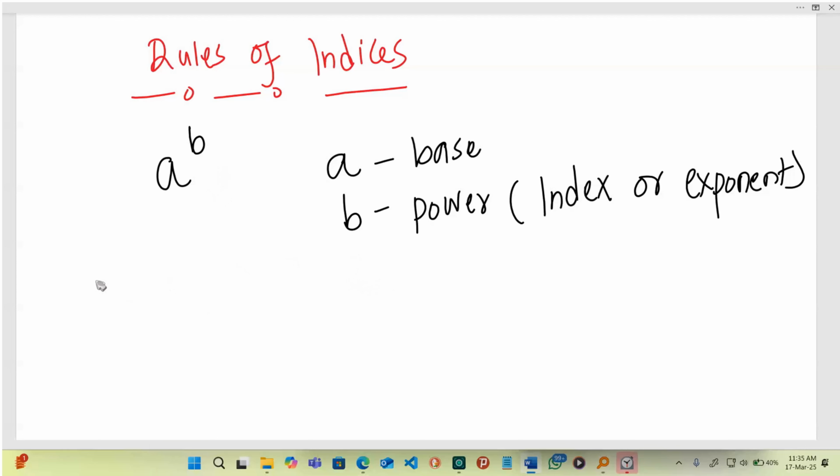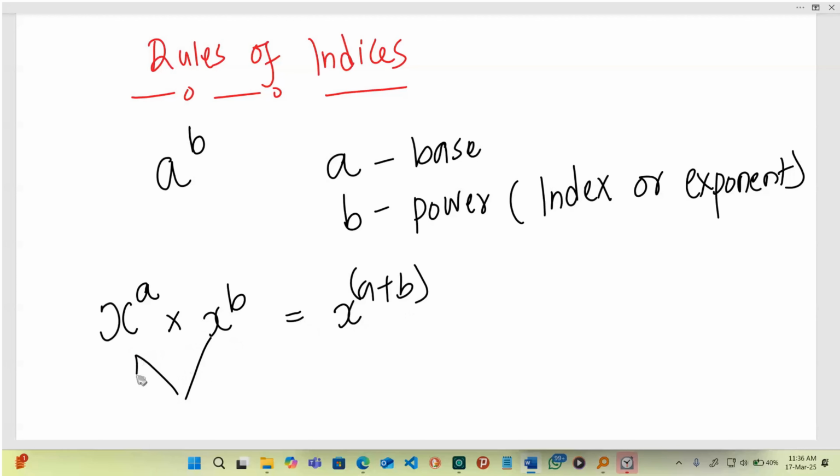So the first rule that we are going to talk about is the multiplication. If I have, for example, let me use x to power A, and I'm multiplying by x to power B, this is the same as saying x to power A plus B. And this is true if you have the same bases. If you don't have similar bases, then this doesn't hold.